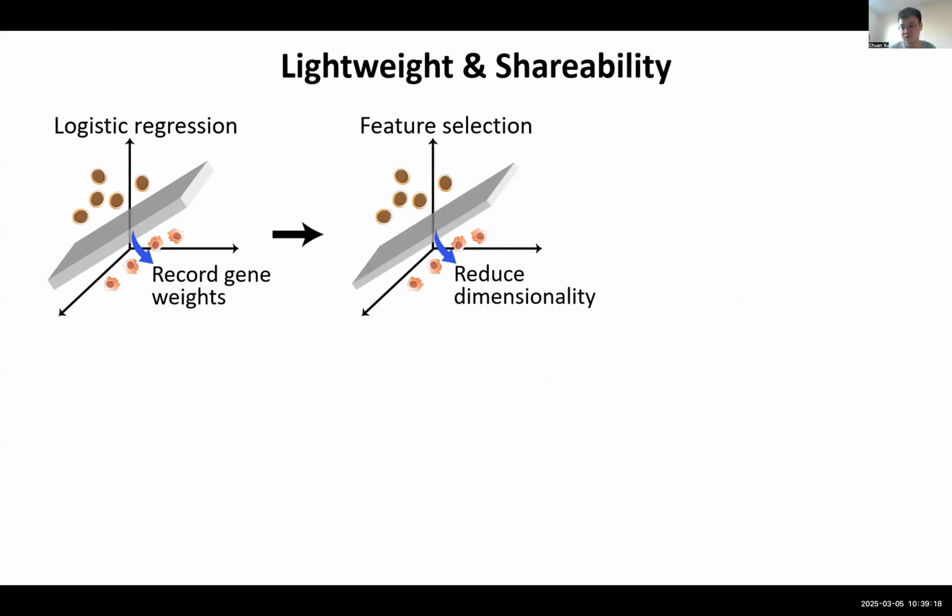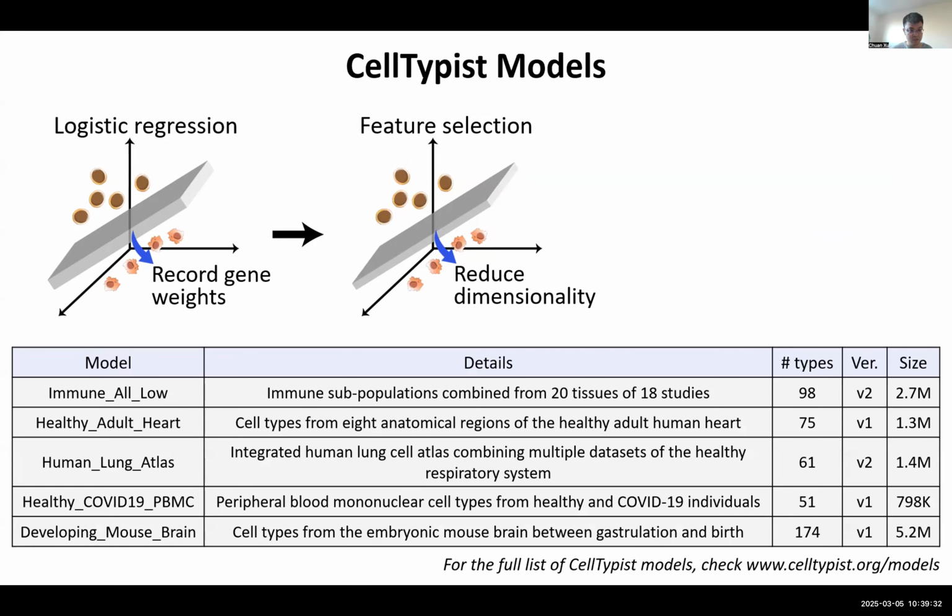To further reduce the size of the model, CellTypist implements a feature selection process to automatically select genes with high weights to further reduce the size of the model. Here are some example CellTypist models, and you can notice that compared to the original data, which can be hundreds of gigabytes big, the model sizes are significantly reduced, meaning that you can easily share models with different users.